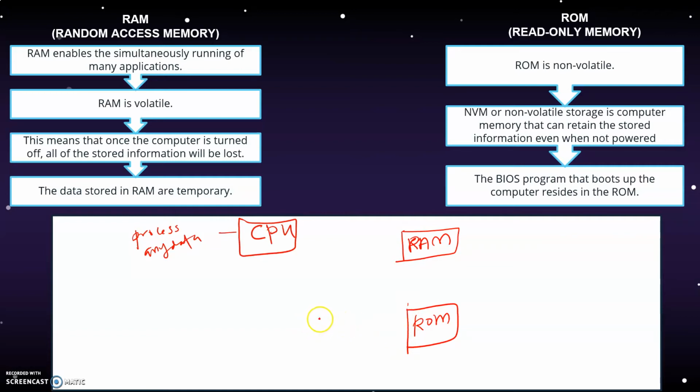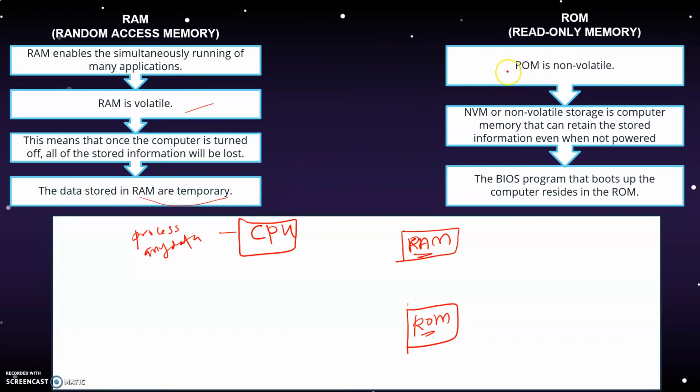Okay, there is a big difference between RAM and ROM. RAM enables the simultaneous running of many applications, and it is volatile. Volatile means that once the computer is turned off, all of the stored information will be lost. That's why the data stored in RAM are temporary.